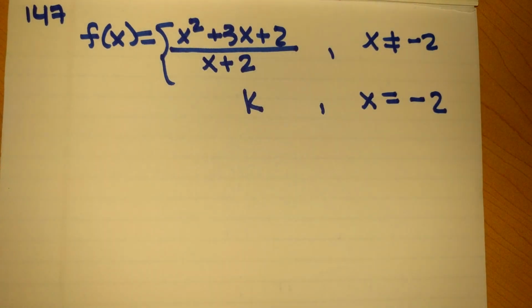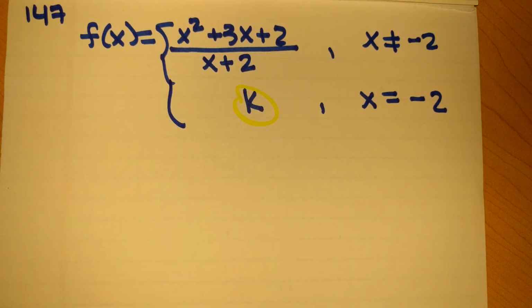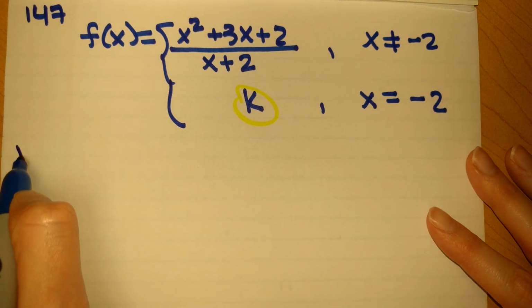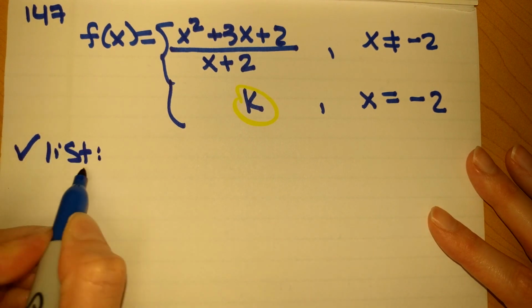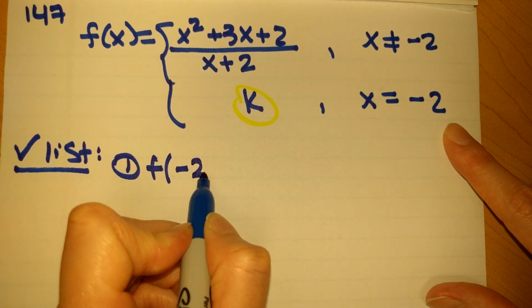All right, so here they are asking us to find this constant k that will make the function continuous. Now, because we have a piecewise function, we know that we have to go through the checklist. So the checklist is first that the function value, does that exist? So we'll look at f of -2.